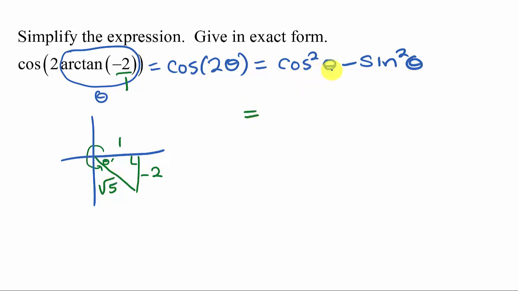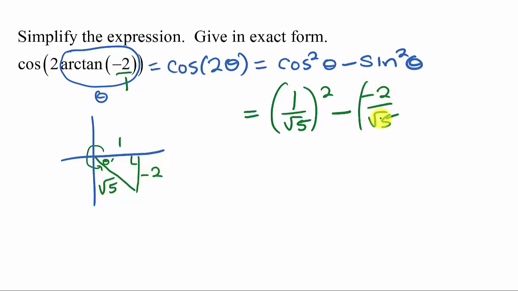I need cosine of theta. Here's my triangle. Cosine is adjacent over hypotenuse. So adjacent over hypotenuse, but I need to square that. And then minus, I need the sine, and the sine is going to be opposite over hypotenuse, which is -2 over square root of 5, and it's supposed to be sine squared, so I'm going to square that.